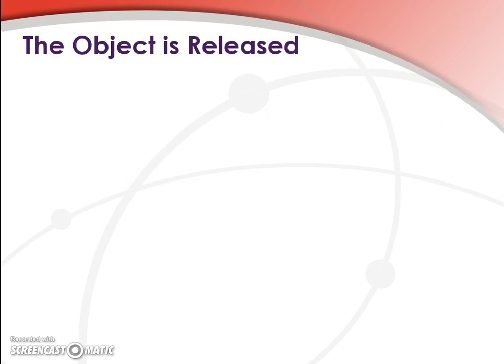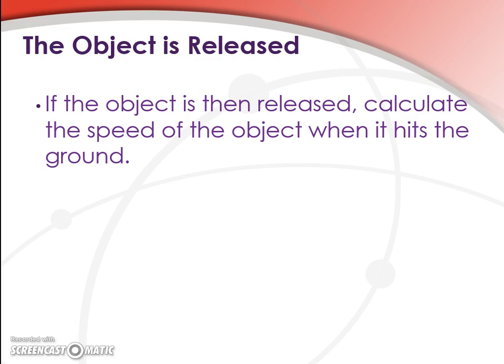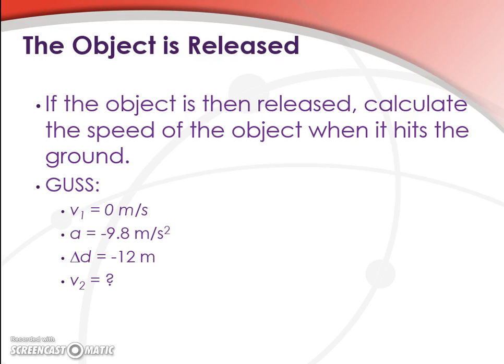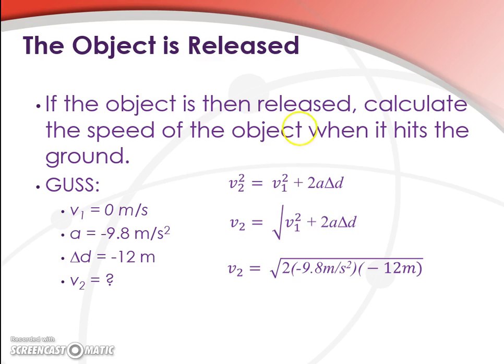Now let's change the game. So we drop the object, and we want to know the speed of the object when it hits the ground. So our v1 is 0 meters per second, acceleration 9.8 straight down, our distance 12 meters. And using our equations from the kinematics unit, v2 squared equals v1 squared plus 2a delta d. v2 equals the square root of v1 squared plus 2a delta d. Substitute in, and we get v2 equals 15.3 meters per second, rounded to 15 meters per second for significant figures. No big deal.